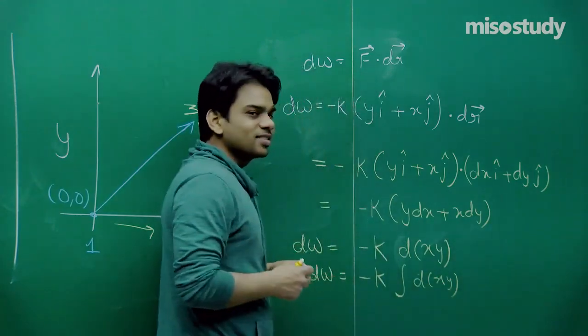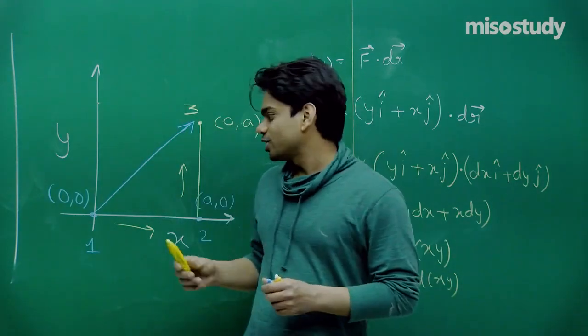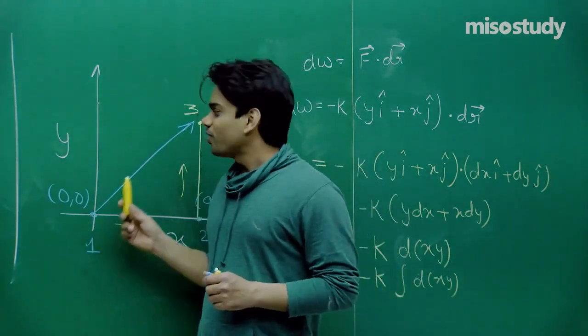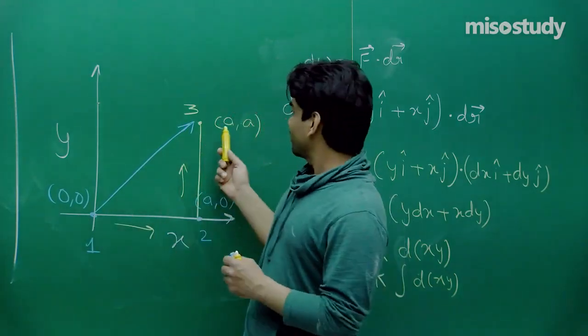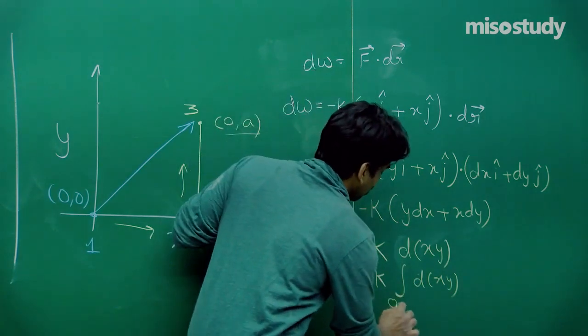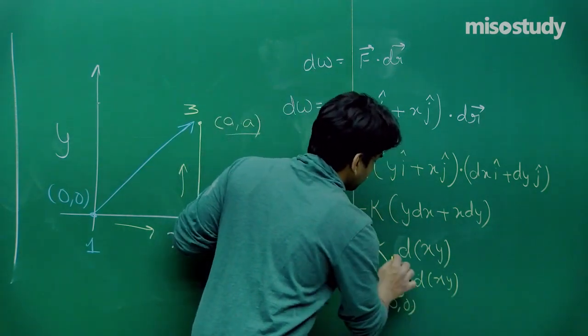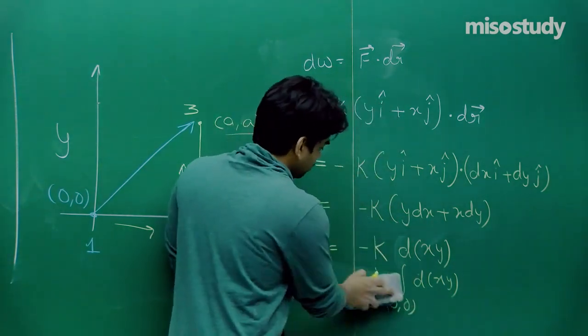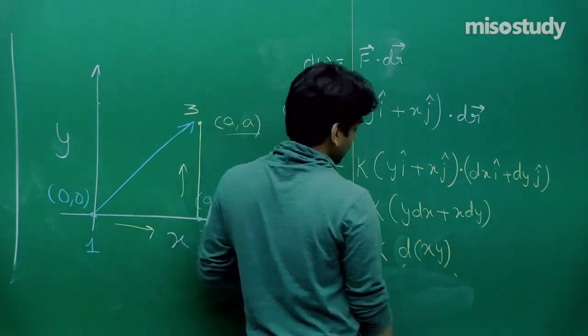Put the x, y limits. You see the initial point and final point. Why did I show it here? Initial is 0, 0, final is a, a, that you can observe. So I'll put the limits 0, 0 to a, a, and here we have less space. Let me use the top part of the board.